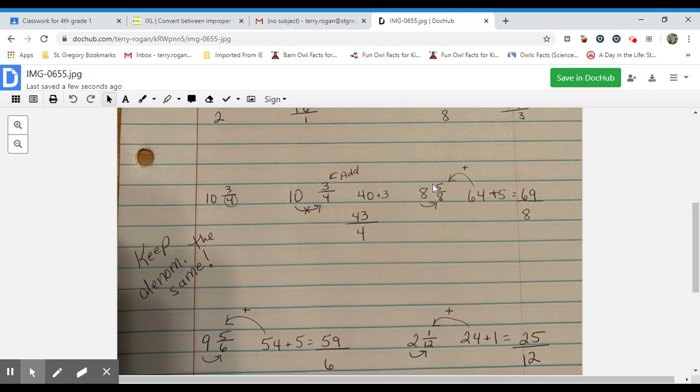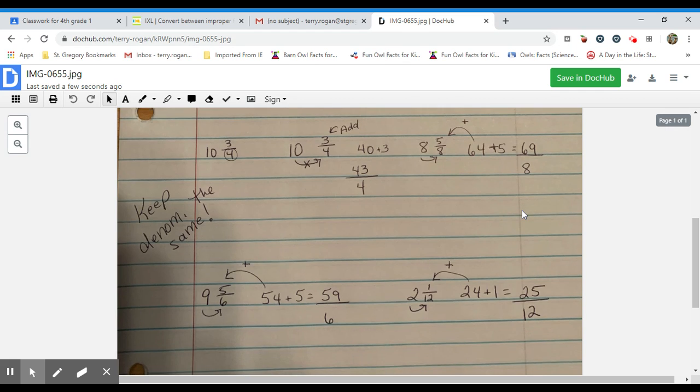Let's try that again. 8 5/8. This is a mixed number. We want to change it to an improper fraction. An improper fraction means that the numerator, the top number, is going to be bigger than the denominator. So we multiply 8 times the denominator. 8 times 8 gives you 64. And then we add the numerator. 64 plus 5 gives you 69. Keep the denominator the same. So 8 5/8 is equal to 69/8.